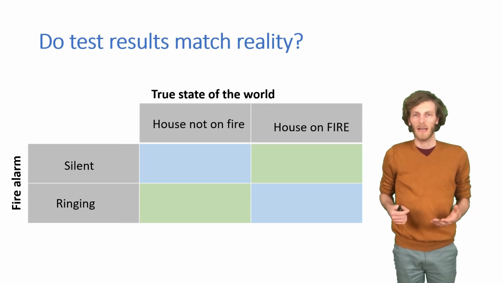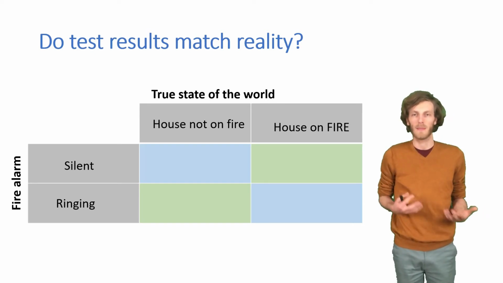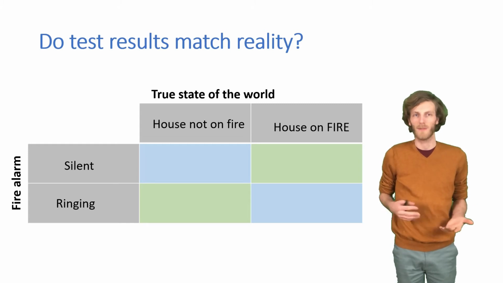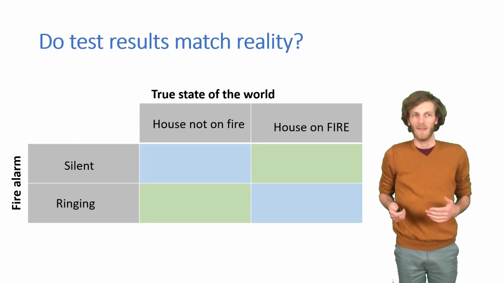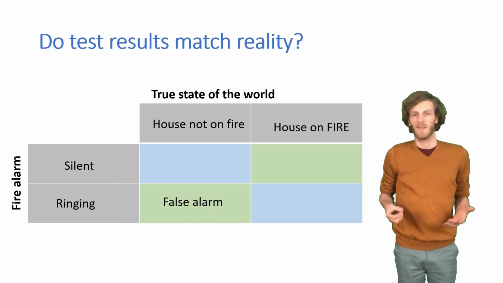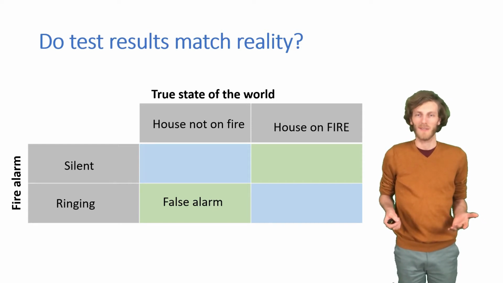So this question whether our statistical test results match reality can, I think, be approached quite well with a practical example. So let's think about a fire alarm that indicates, ideally, whether or not our house is on fire. So we have four possible states. The fire alarm might be on or off, and the house might be on fire or not.